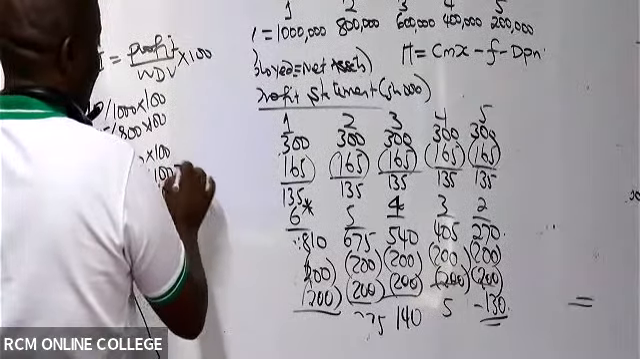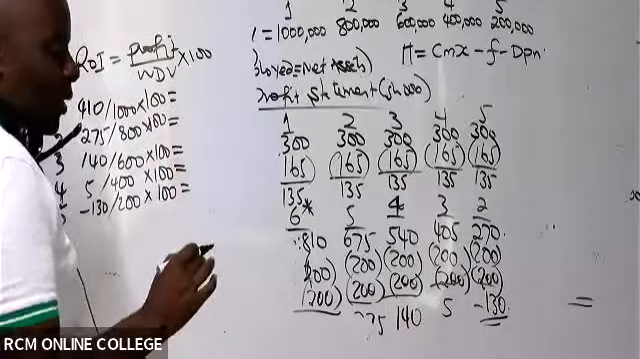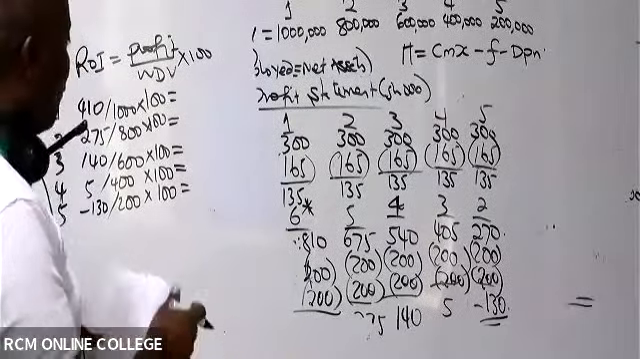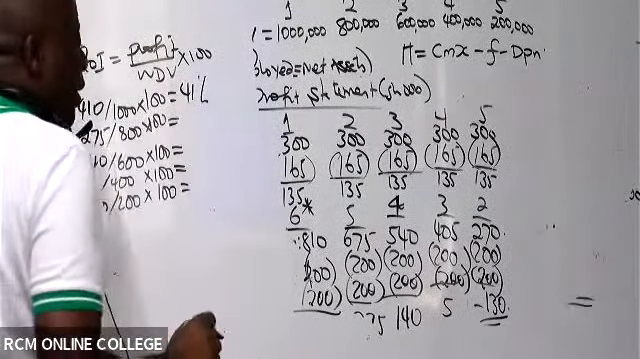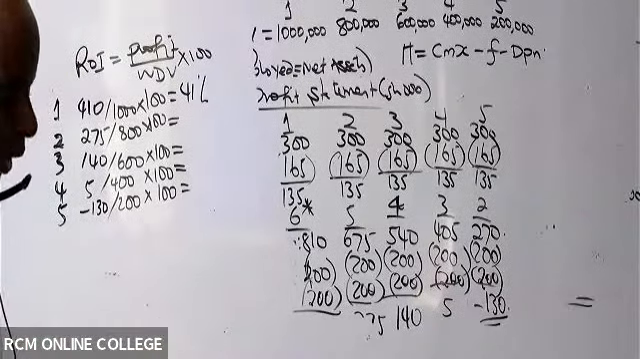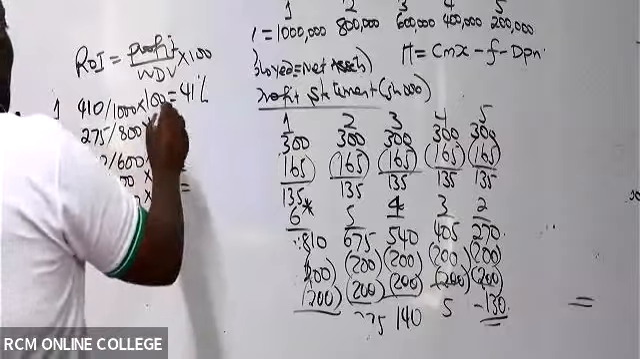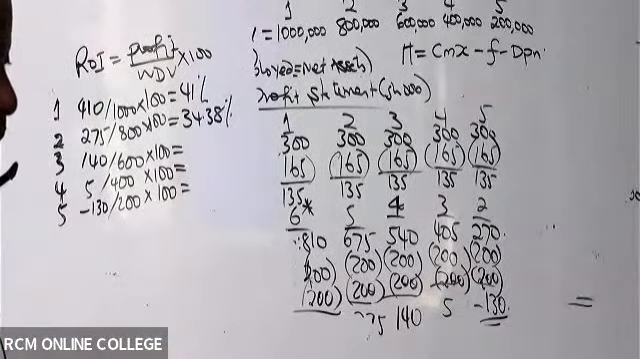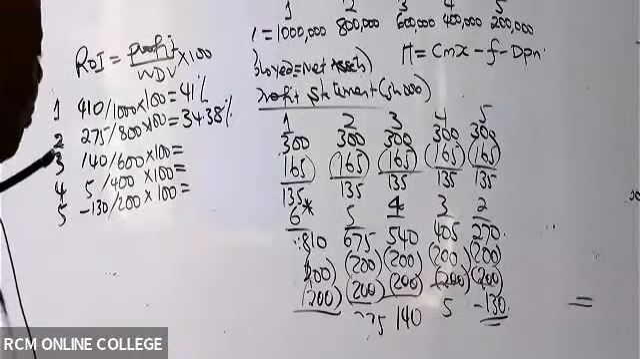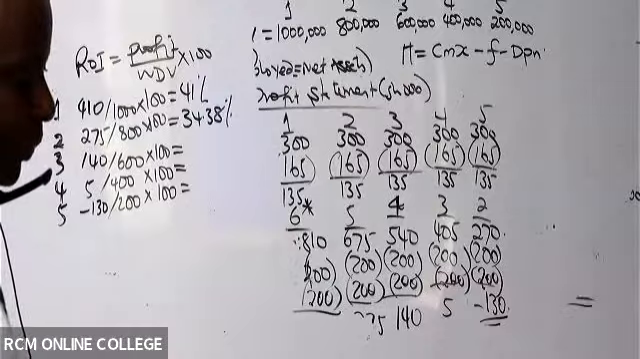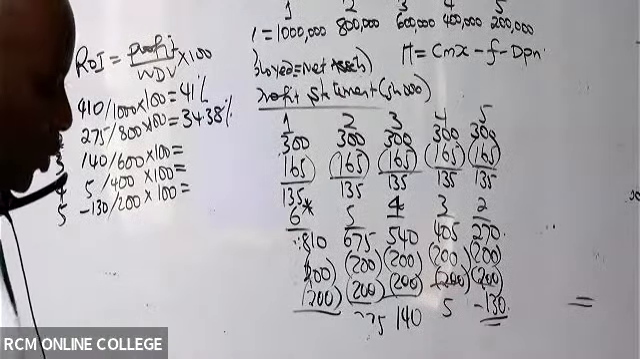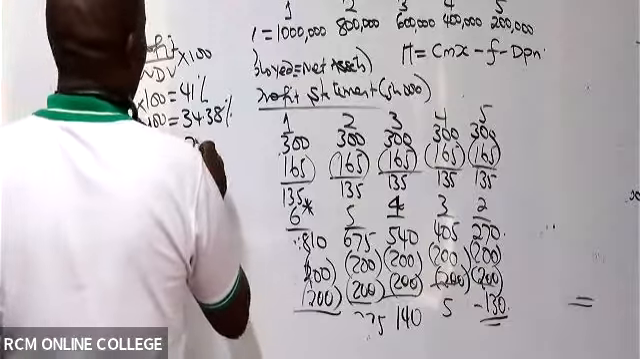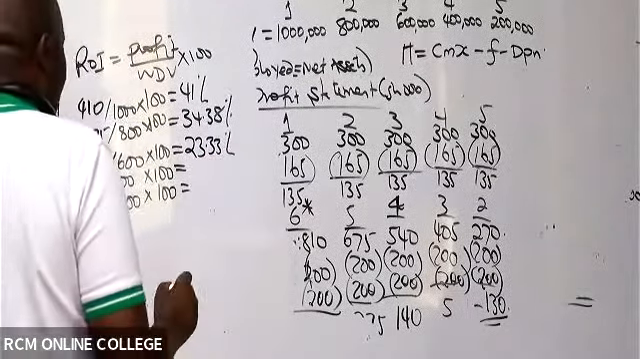So do you have these figures, my good students? The first figure, I'm being told, is 41%. The second one is 34.38%, to two decimal places. Then the third one is 23.33%.